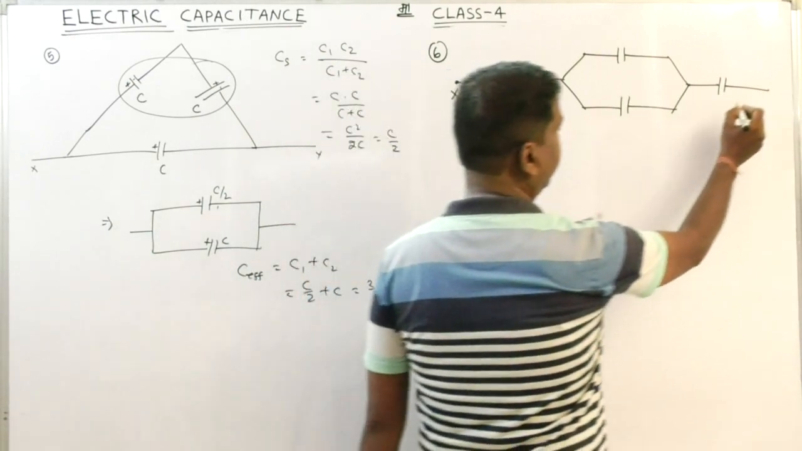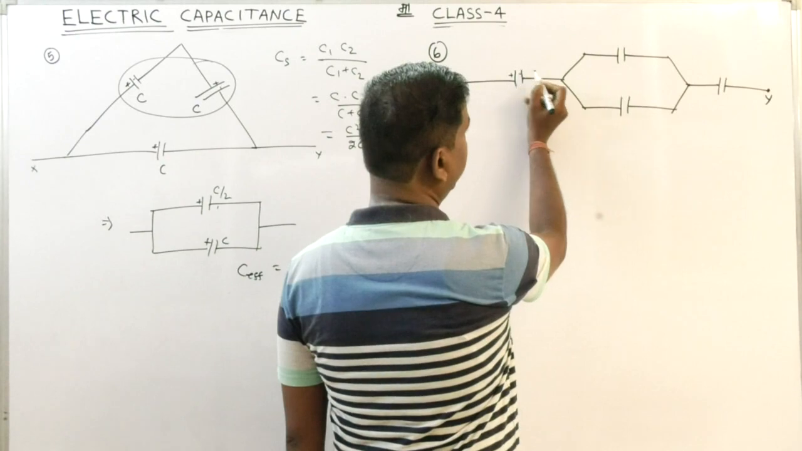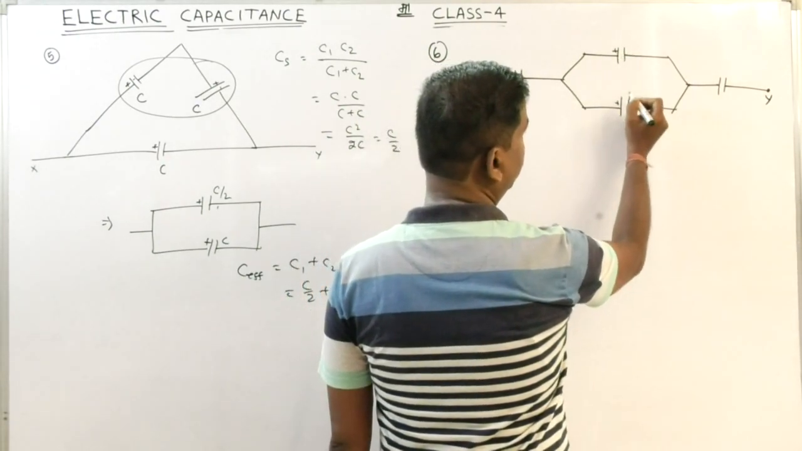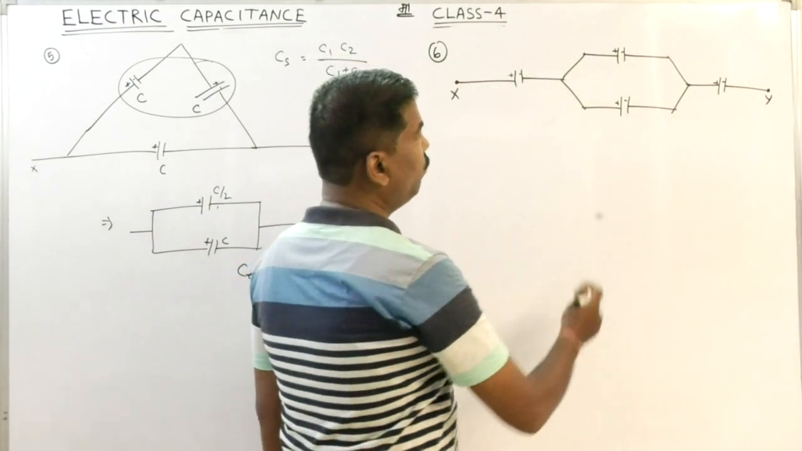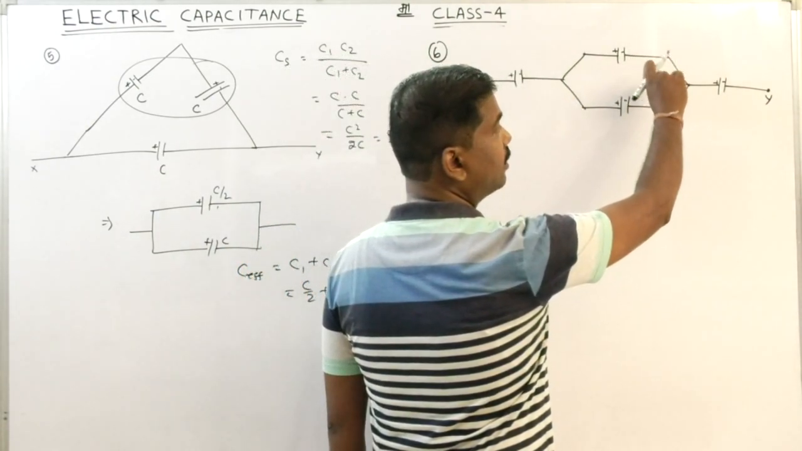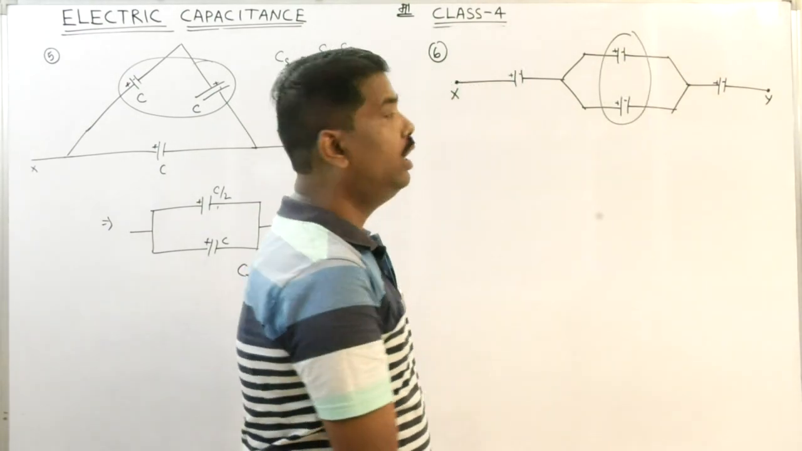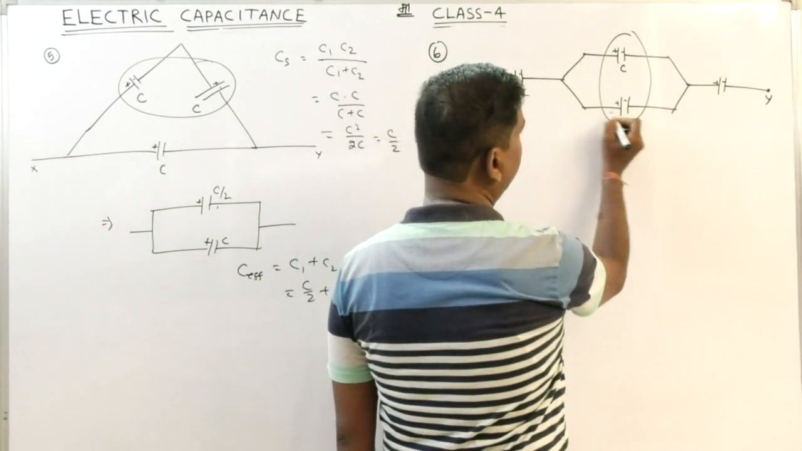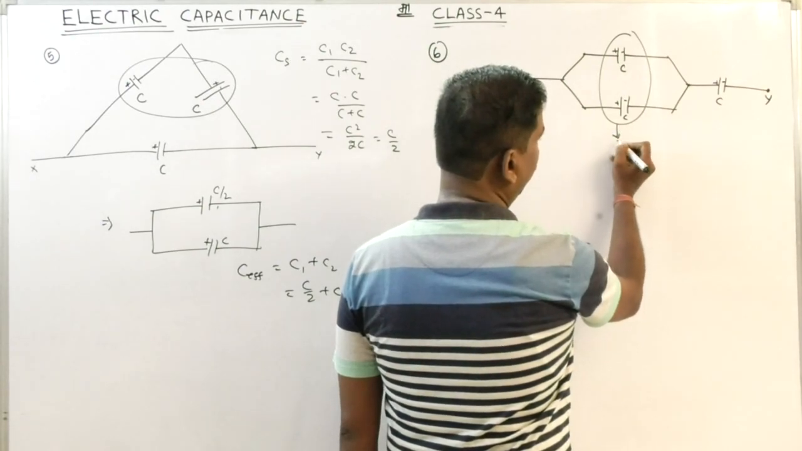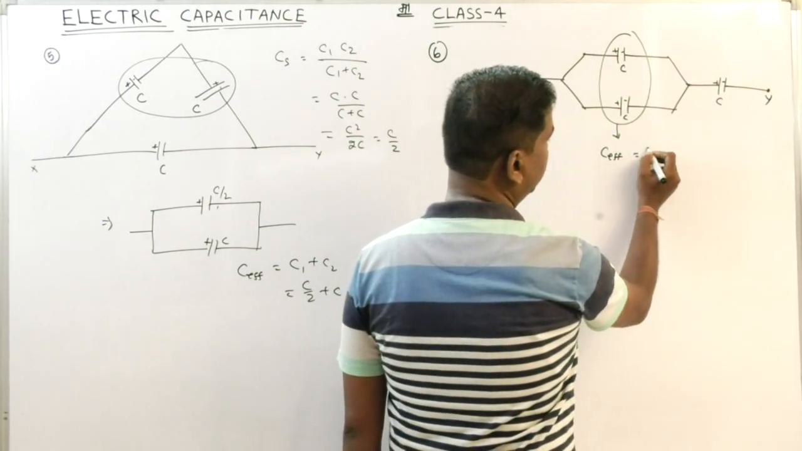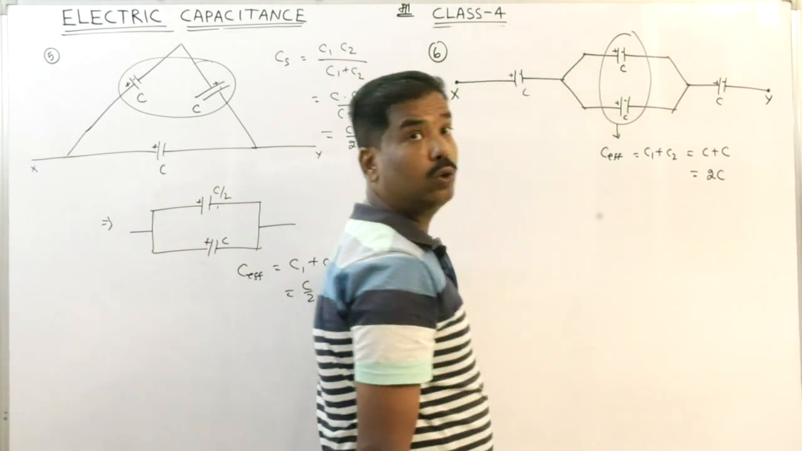This end is X and this end is Y. So this is positive, negative, positive, positive, negative. Listen to me. First we have to reduce the size of the circuit. This is positive, this is positive. So first we have to solve these two. These two capacitors are connected in parallel. So for these two, C effective is C1 plus C2, that is C plus C, which is 2C.